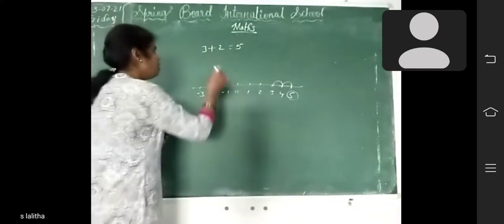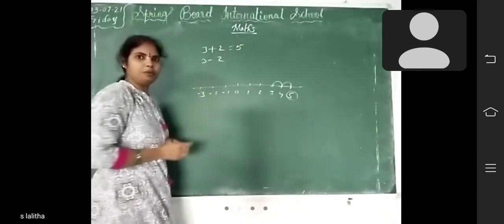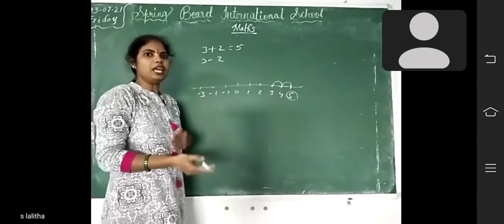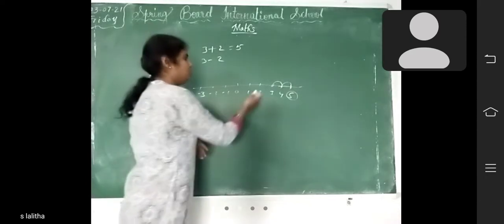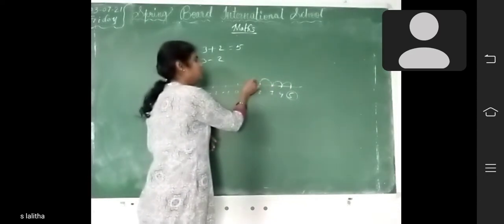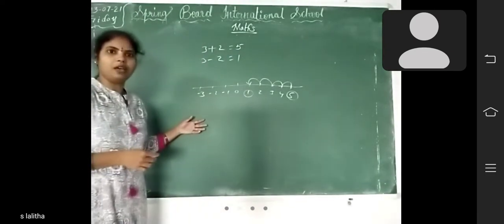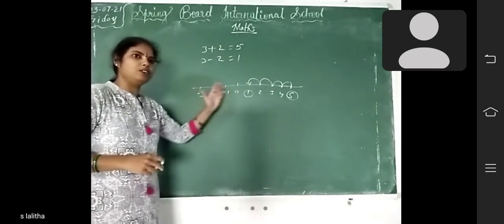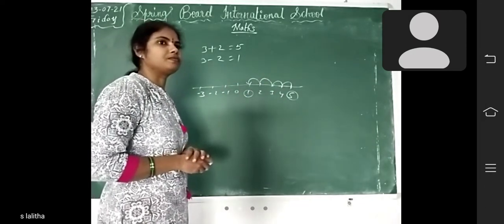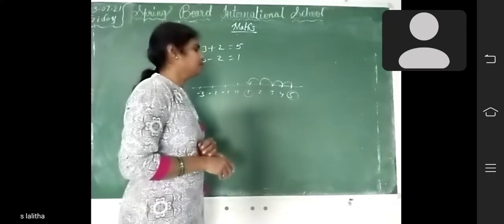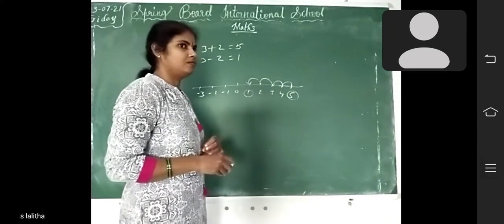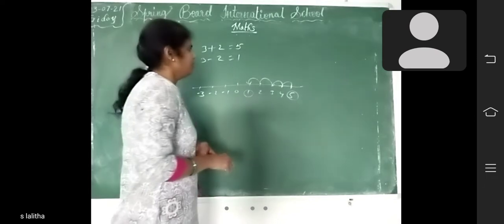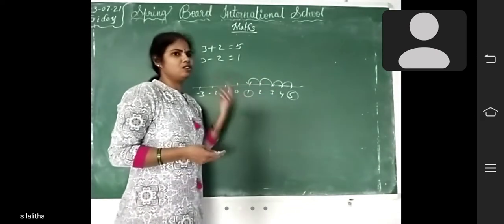3 plus 2 is 5. Okay. Now 3 minus 2 means you have to move to the left side. So 3 here, 1, 2. Left side. What is the answer? 3 minus 2 is 1. Like that you should do. Addition means you have to move to the right side. Subtraction means you have to move to the left side. No problem, 0 to 3 also you should take.